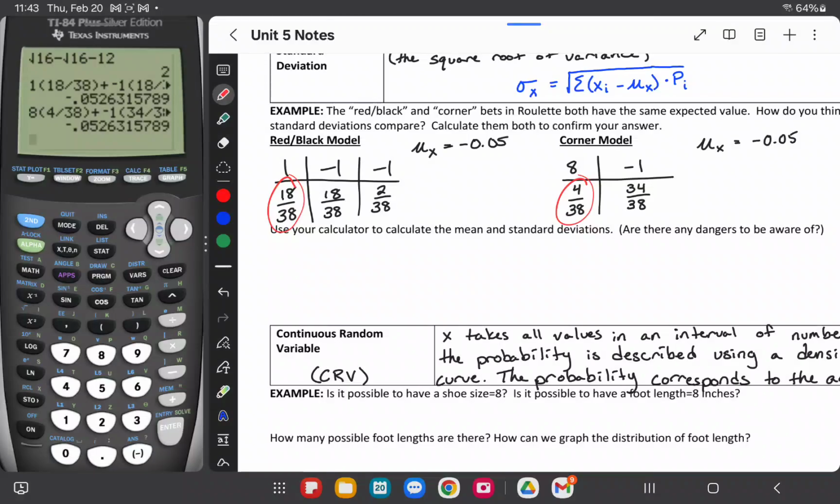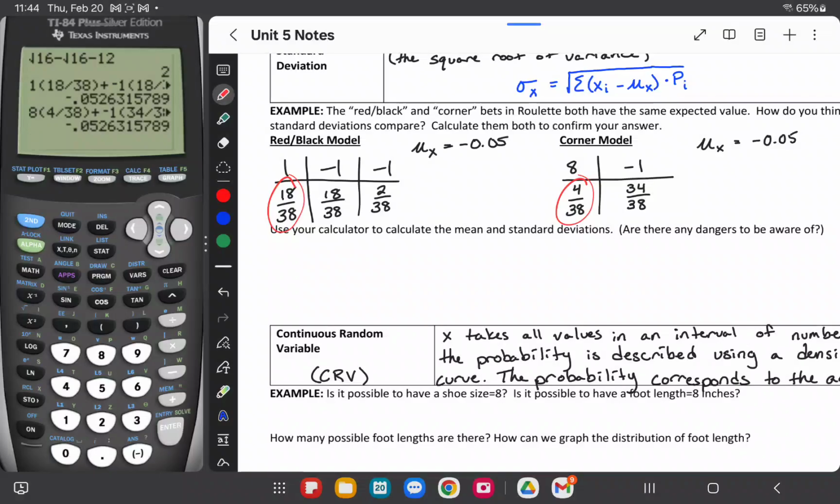So when we're thinking about standard deviation and which one is going to be more consistent, the red-black model is probably going to be more consistent, where you're going to be roughly closer to 50-50 on your winning and losing, whereas the corner model, where you're going to win less frequently but win more money. So let's confirm that and look at the standard deviations. We're going to actually use our graphing calculator to do that, just to make this go a little bit easier.